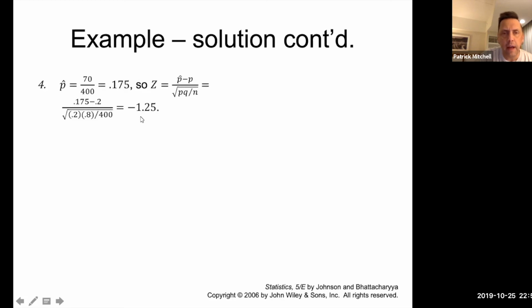And you shouldn't take my word for it. You should be checking this on your calculator. Remember, we've talked in class about how these formulas can be tricky to put into the calculator. So just make sure that you're able to put that in and get the same value.